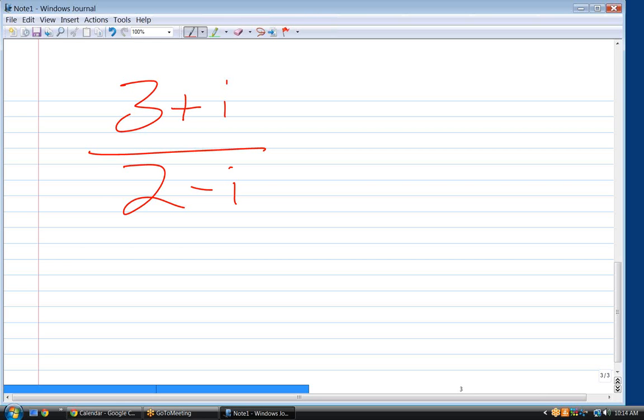Yeah. So would you multiply the top and bottom by -1? No. The goal is to get rid of the imaginary number in the bottom. You cannot have an imaginary number in a denominator. It's not proper. It's like having an irrational number in a denominator. So how do we get rid of the i from the bottom?